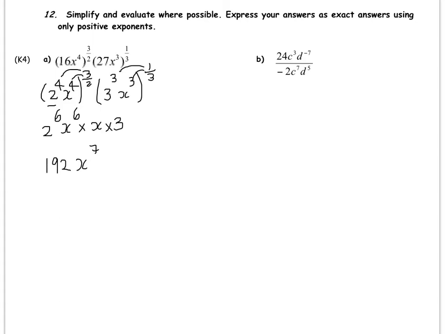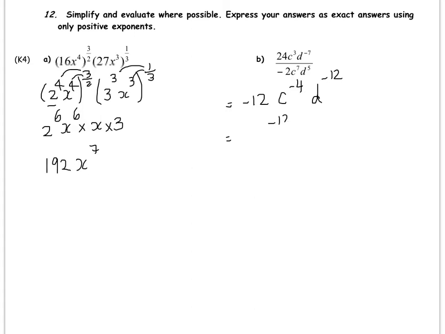For part B, I'm going to simplify the constants. 24 divided by negative 2 gives me negative 12. C exponent 3 divided by C exponent 7, remember you subtract the exponents, becomes C exponent 3 minus 7, which is minus 4. D exponent negative 7 divided by D exponent 5 gives me negative 7 minus 5, which is D exponent negative 12.